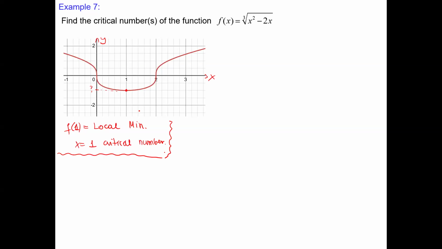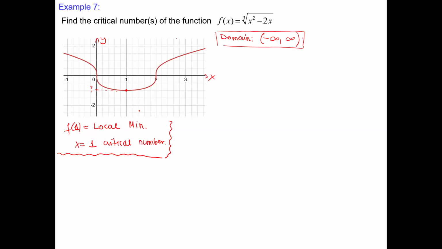First of all, we're looking at the function cube root of x squared minus 2x. Please be really careful, because in order to answer this question, find the critical numbers, we will always follow the same steps. We have to start with the domain. The domain is not a problem because a cube root can take all of the numbers. So we're good with the domain.